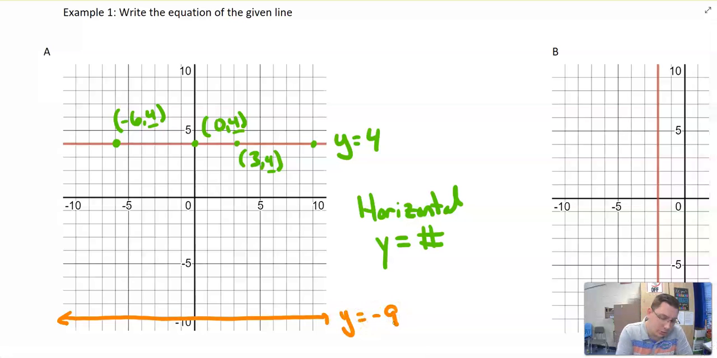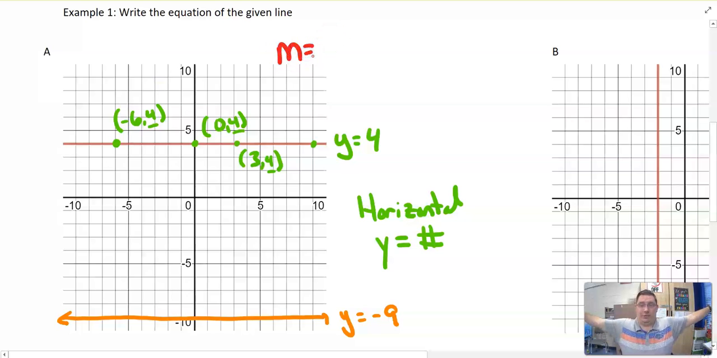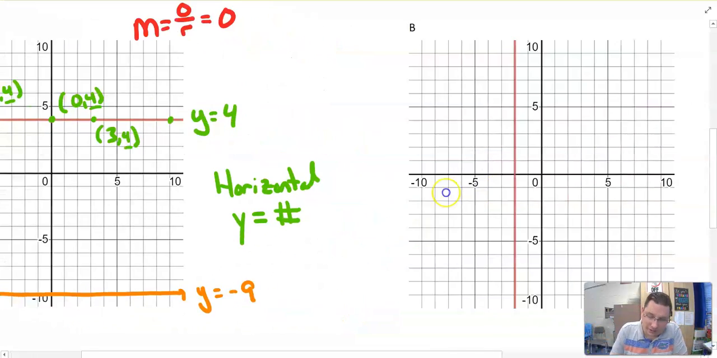Now, what is the slope of a horizontal line? Go back to what we talked about in section 1. The slope of any horizontal line has all the run in the world but no rise. So 0 rise, a bunch of run. 0 divided by a number is 0. So a horizontal line has 0 slope. Let's look at example B.